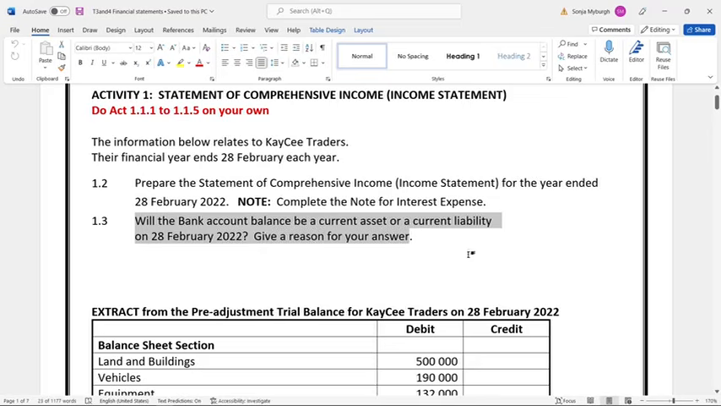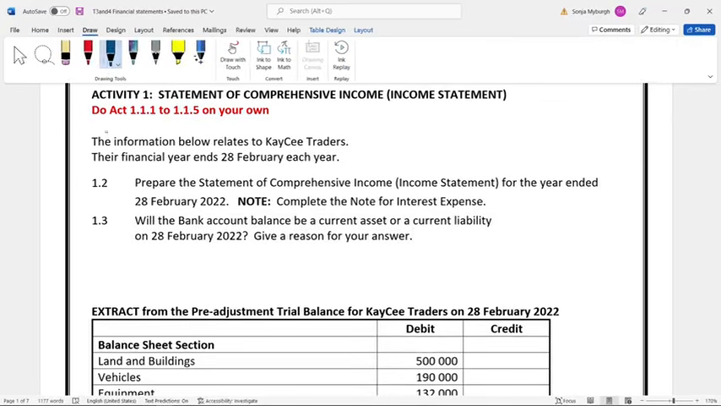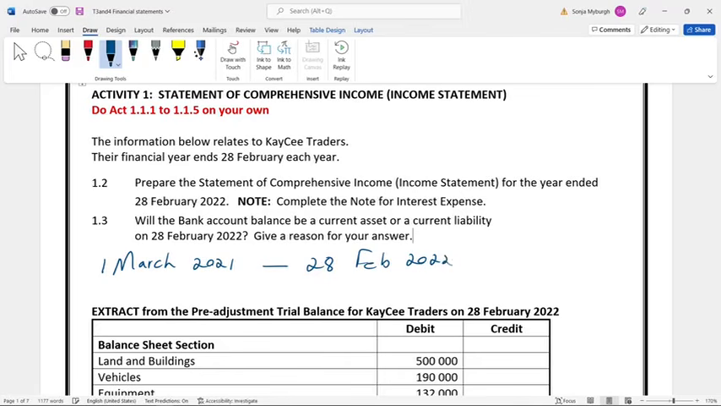Very important to know your financial year. Remember, we said that we are at the end of the financial year. If it ends on the 28th of February, it had to start on the 1st of March 2021. And here is our year end, the 28th of February 2022. So that whenever they give us a date, you know if it is the beginning of the year, the end of the year, or somewhere during the year.